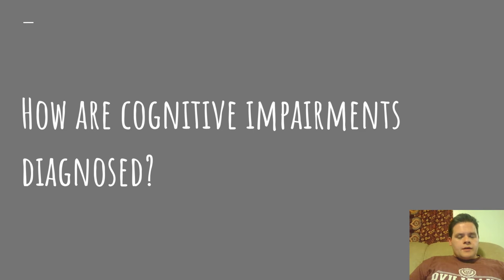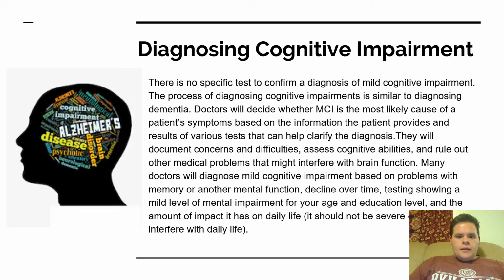And then how are cognitive impairments diagnosed? There is no specific test to confirm a diagnosis of mild cognitive impairment. The process of diagnosing cognitive impairment is similar to diagnosing dementia. Doctors will decide whether MCI is the most likely cause of a patient's symptoms based on the information the patient provides. They will document concerns and difficulties, assess cognitive abilities, and rule out other medical problems that might interfere with brain function. And many doctors will diagnose mild cognitive impairment based on problems with memory or other mental function that decline over time.